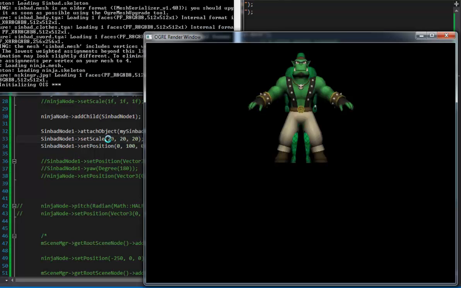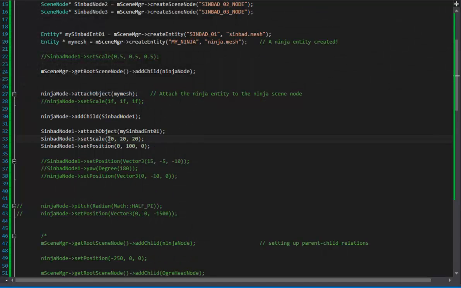Yep, now the two objects are almost the same size, which is actually kind of nice. So now let's go ahead and move this Sinbad node to the right, and then we'll add another Sinbad node to the left, and another Sinbad node to be behind. Before we actually do that, let's also rotate this Sinbad node, and that should be fairly straightforward.